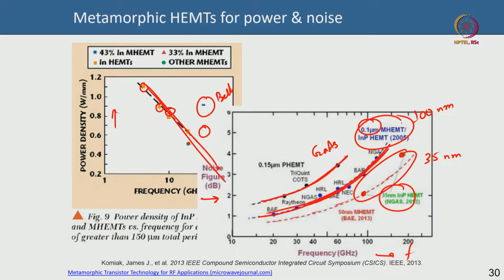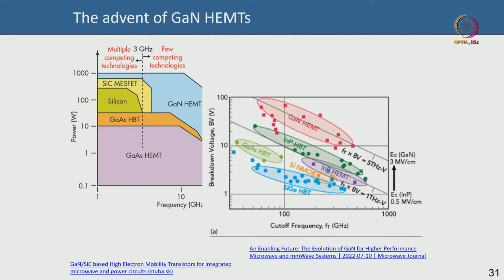So, metamorphic HEMTs are really impressive, and they are also very attractive for both low noise and high power applications, or even low noise and power amplifier applications. But around the time when metamorphic HEMT was maturing, maybe 10-15 years back, gallium nitride HEMTs had also matured. Gallium nitride HEMTs entered the scene in the mid to late 90s, and gallium nitride has now significantly disrupted the III-V semiconductors in a lot of applications, especially silicon LDMOS also, which will come.